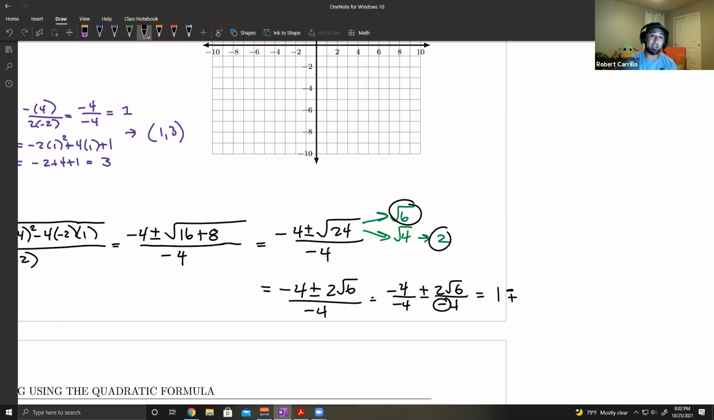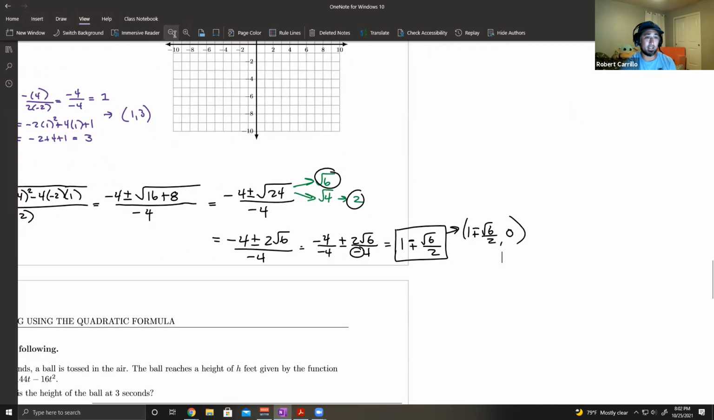So now you just have to reduce 2 over 4. What is 2 over 4 reduced to? I think somebody said a half. There you go. These are your x-intercepts. Ugly, ugly, ugly. And you can even put them as a coordinate. You can say 1 minus plus square root 6 over 2 and 0. All right. We're definitely not graphing those. Just ugly, ugly decimal numbers.